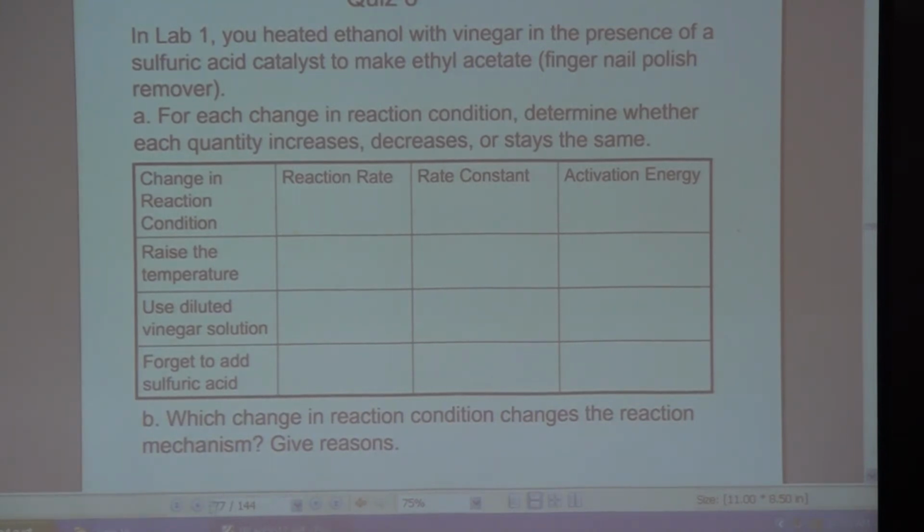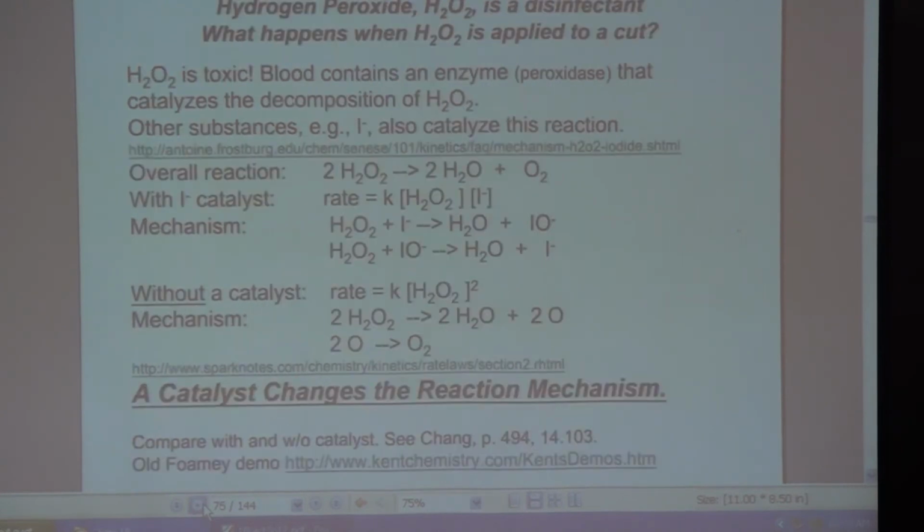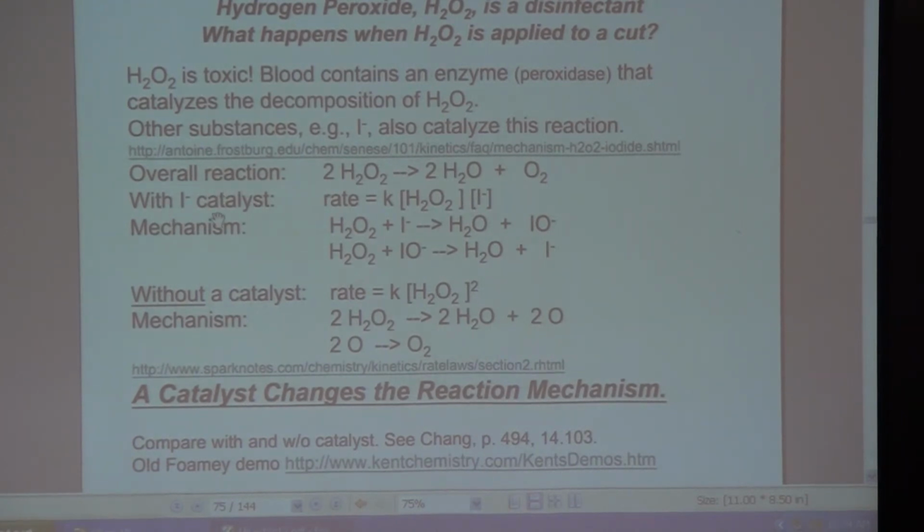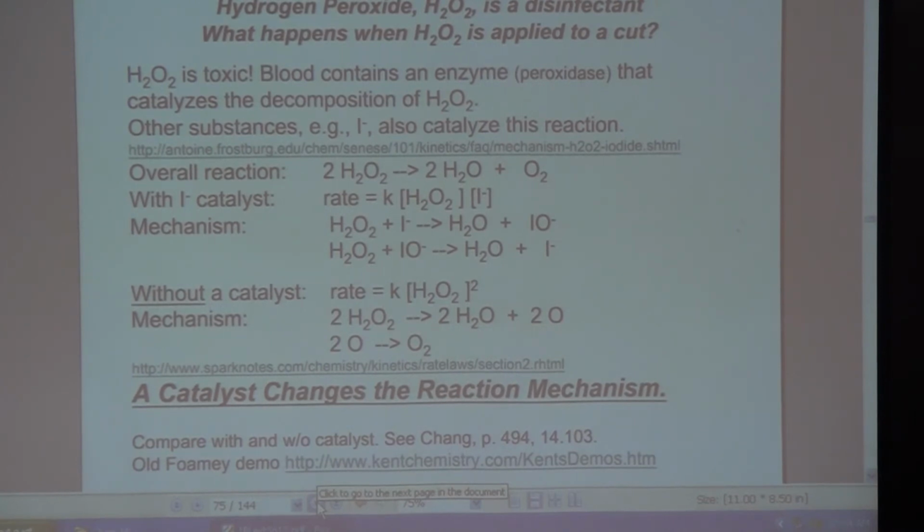Okay, so let me go back to this slide here. So note that this is the decomposition of hydrogen peroxide. Here is the mechanism using the I- catalyst. Okay, so here's the mechanism. Without the catalyst, here is the mechanism. Are these two mechanisms the same or are they different? Yeah, they're different. So if you use a catalyst, what does that do to the reaction mechanism? Yeah, it changes the reaction mechanism.